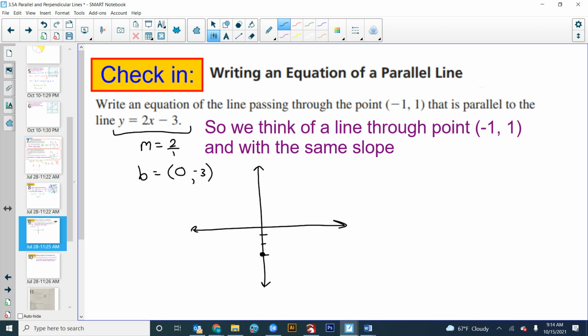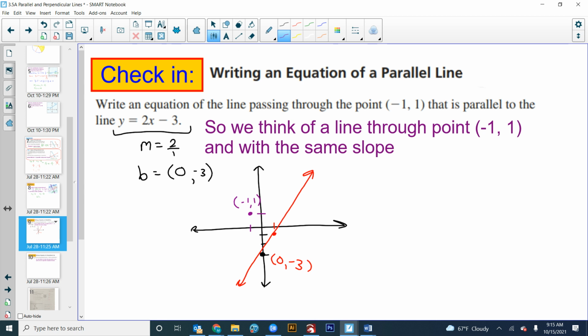You always plot your y-intercept first, and then you use your rise over run. So this point is 0, -3. And to get the next point on the graph, we're going to rise 2 and run 1. There is the line y equals 2x minus 3. But that's not what we're asked to do. We're asked to write an equation of a line passing through the point -1, 1. Okay, where's the point -1, 1? Right there. Here's -1, 1. Parallel to that line.